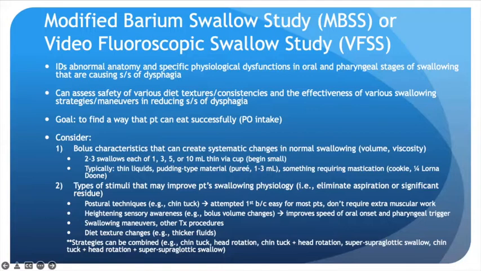A modified barium swallow study involves presentation of thin liquids, some type of pudding type material, and something that requires mastication like a cookie. Not necessarily in this order, but oftentimes in this order: thin, pudding, and then something requiring mastication. Obviously, you're going to have to take into account what the patient's current diet is. So for example, if the patient is on a pureed diet with nectar thick liquids, you might start with nectar thick liquids and then trial thin liquids. And then you might trial puree, and then you might trial mechanical soft, for example.